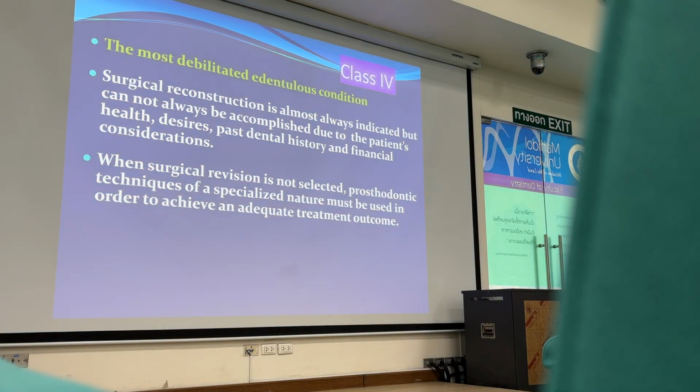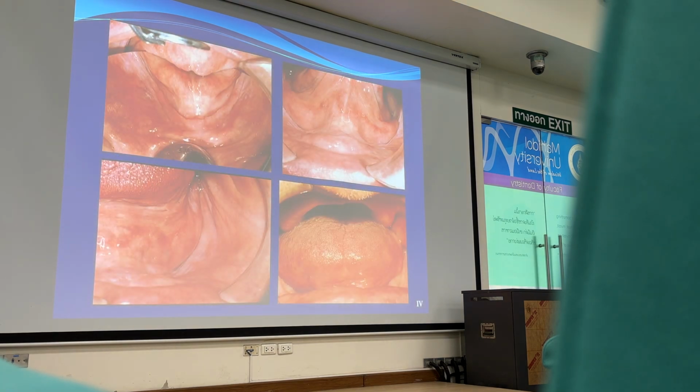For class 4, there is a more debilitated condition. Surgical reconstruction is almost always indicated, but cannot always be accomplished due to the patient's health, age, and financial considerations. We have a lot of other processes to do before we start the prosthesis phase. When surgical revision is not selected, postoperative techniques and precision must be used in order to achieve an adequate treatment outcome. In this case, the patient may have limited structure that we can provide for good retention, support, and stability. Another tip for handling this case: if you cannot do the surgical phase, we do another kind of impression technique. You will learn about how many techniques for impression.